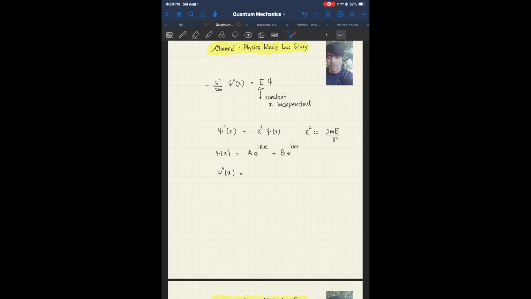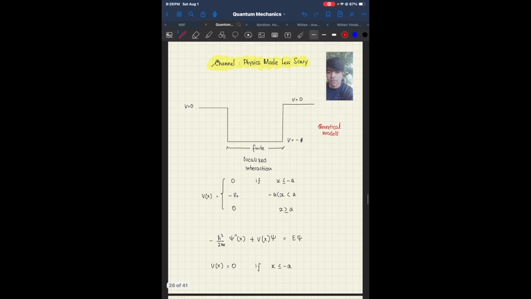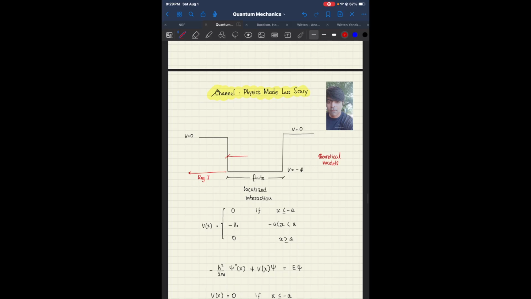Okay. Similarly, so this was region 1. Let me call this region 1, where your V is 0. Let me call this region 2, and let me call this region 3. These are just names.